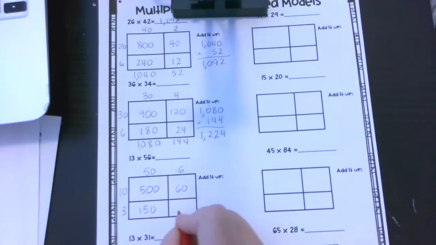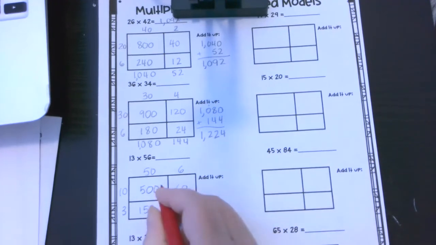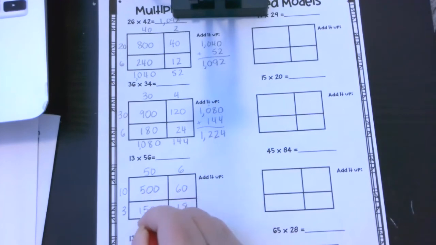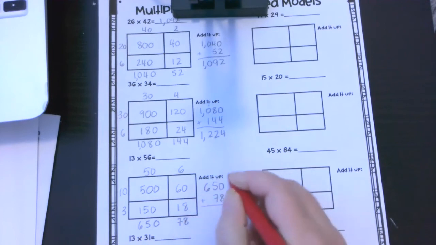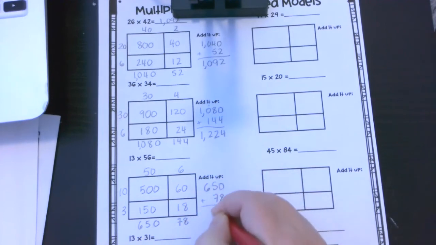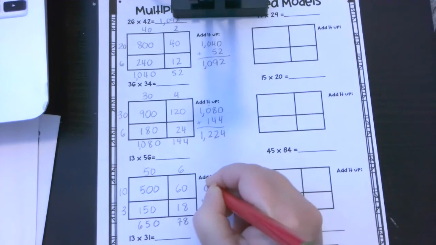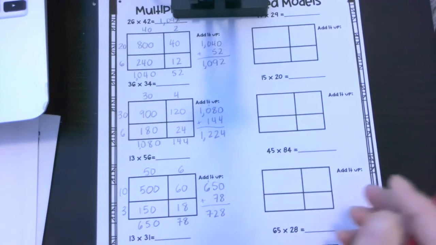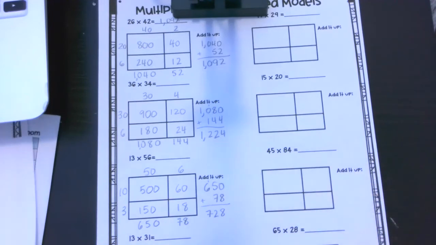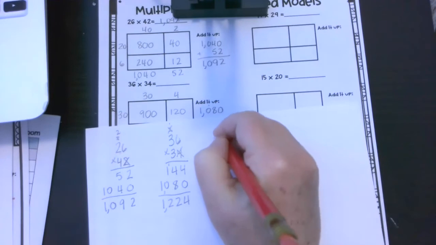And then 3 times 6 is 18. I'm going to add. 0 plus 8 is 8. 6 plus 1 is 7. 0 plus 0 is 0. 0 plus 5 is 5. 5 plus 1 is 6. I'm going to add them up. 650. 78. 0 plus 8 is 8. 5 plus 7 is 12. Put down my 2 and carry my 1. 6 plus 1 is 7. 728.